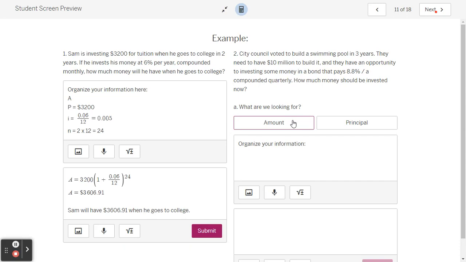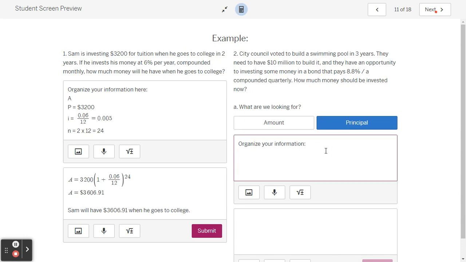Question number 2. City Council voted to build a swimming pool in 3 years. They need to have $10 million to build it, and they have an opportunity to invest some money in a bond that pays 8.8% per annum compounded quarterly. How much should be invested? Now, $10 million is the final amount. We know that this is the final amount because this is what they need to have at the end of the 3 years in order to build the swimming pool. The question is asking how much money should be invested now. That means that we are looking for the principal.